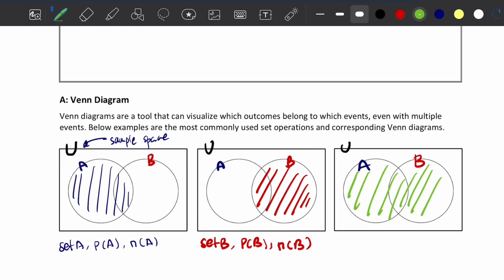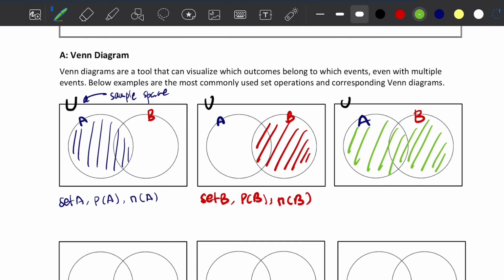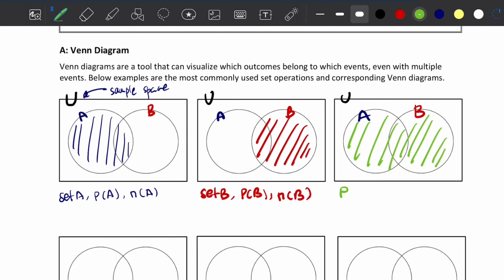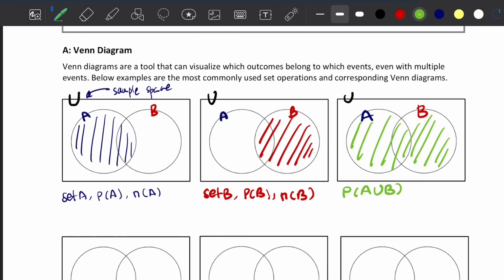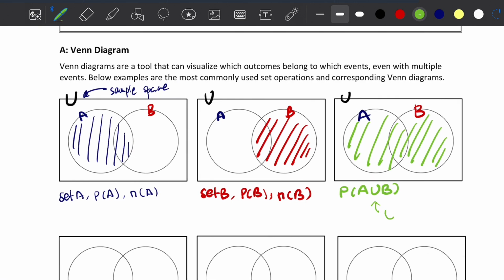If this is the Venn diagram that is presented to you, then we can say this is the case of P, probability of A union B. The symbol here is the shape of a U, and it's called the union. Or we can say the number of A union B. We will talk about these cases that involve n a little bit later, but this also represents n of A union B.